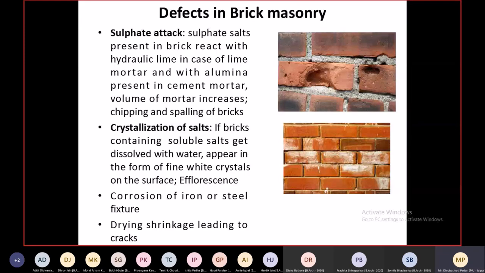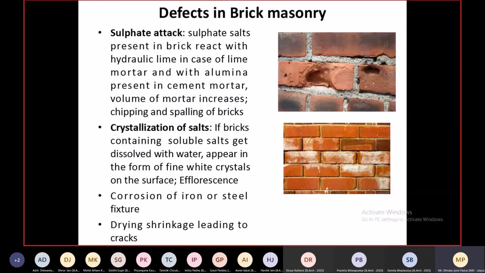So these are some defects in brick masonry. Sulfate attack: sulfate salts present in brick react with hydraulic lime in case of lime mortar and with alumina present in cement mortar. The volume of mortar increases, causing chipping and swelling of bricks. So these types of things happen in brick masonry. Then, crystallization of salts: if bricks containing soluble salts get dissolved with water, they appear in the form of fine white crystals on the surface. Efflorescence, corrosion of iron and steel fixtures, drying shrinkage leading to cracks.